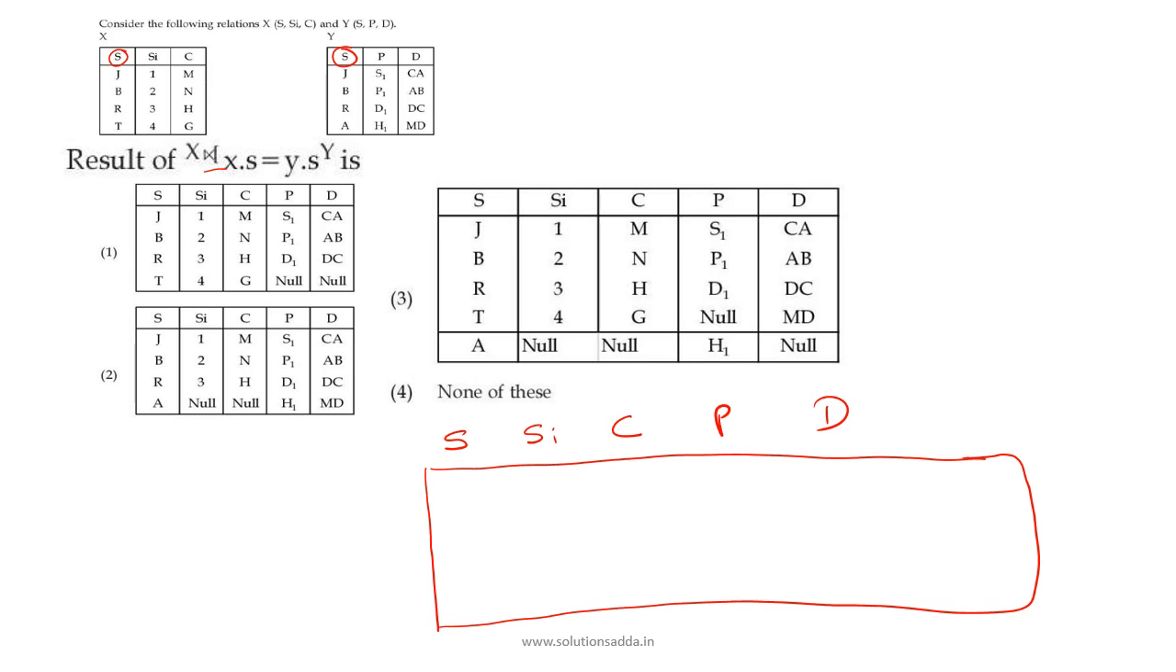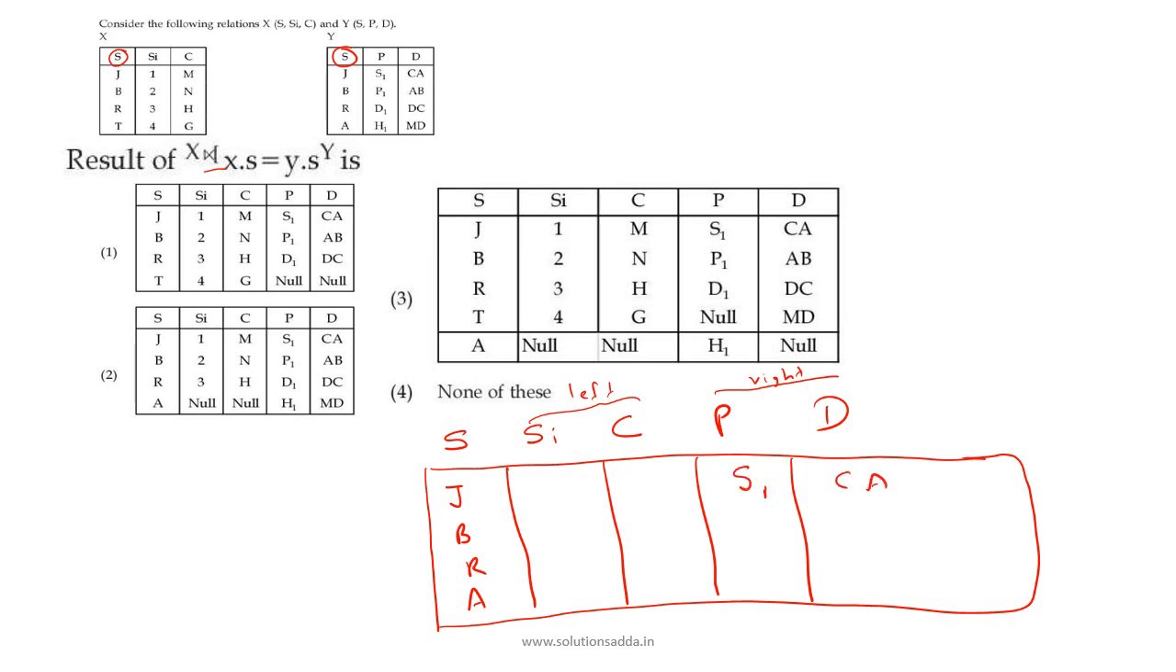And this is referring to the left table, and this is the right table, and we are doing right outer join. So all rows of right will be definitely there. So J will be there, B will be there, R will be there, A will be there. This will be definitely there. Now let's see the corresponding P and D values. That is S1 CA, P1 AB, D1 DC, and H1 and MD.